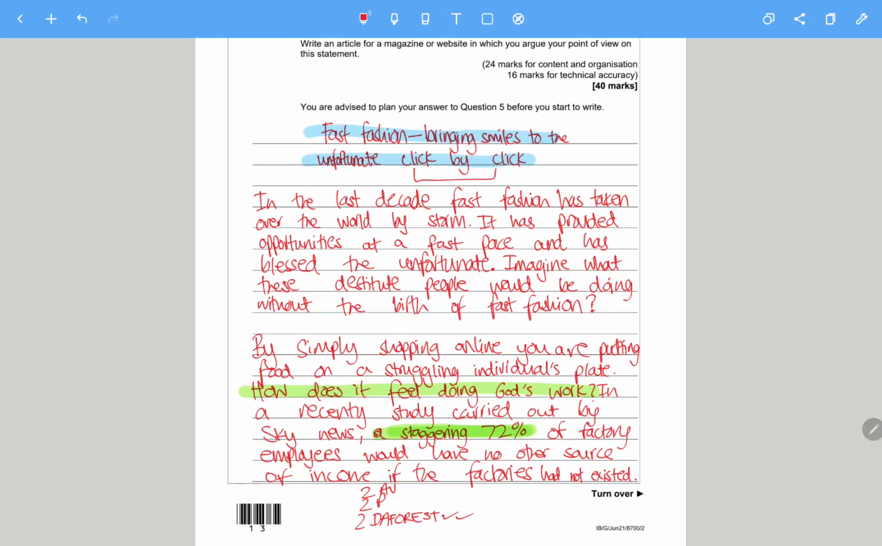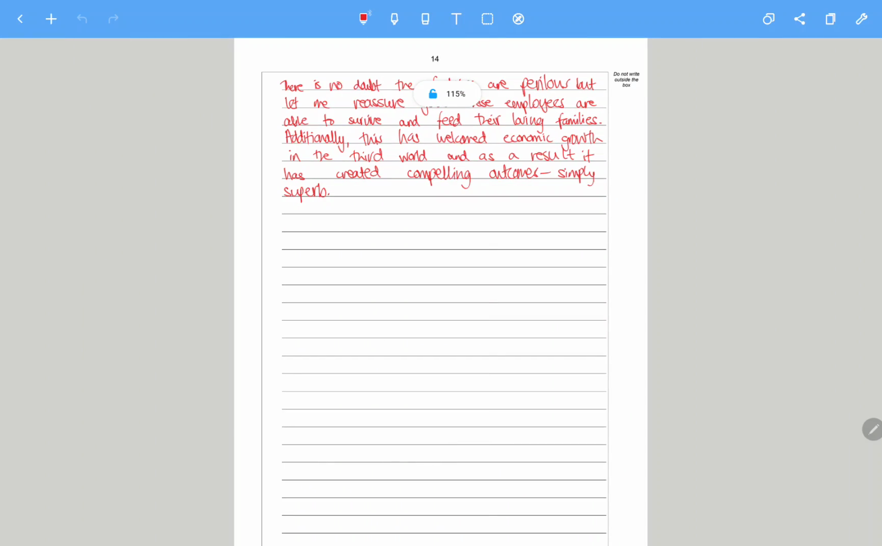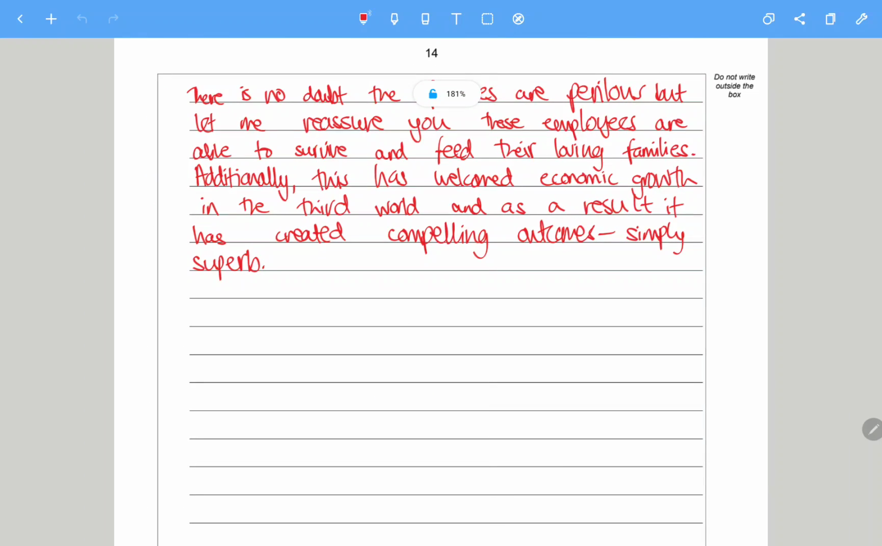Now, one thing I did want to mention: similes, metaphors, some of them are not mentioned here, but you still are expected to use them. So again, these are essentially all the techniques. Have I used 2 techniques? Yes, tick. A staggering 72% of factory employees would have no other source of income if the factories had not existed. There is no doubt the factories are perilous. So I'm going to highlight that. Perilous is in fact an example of ambitious vocabulary.